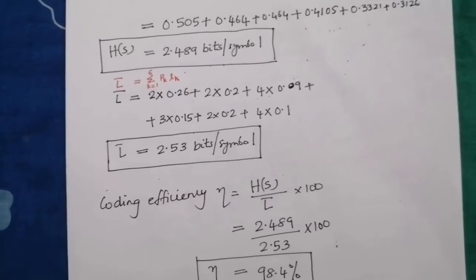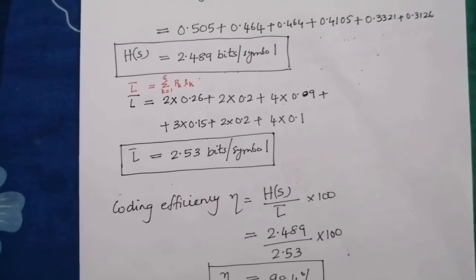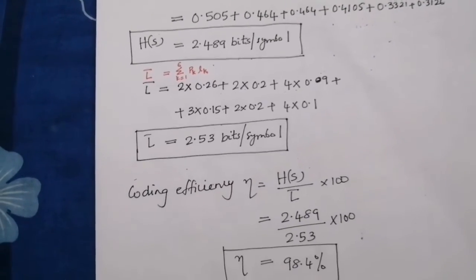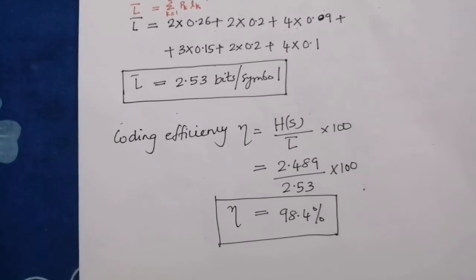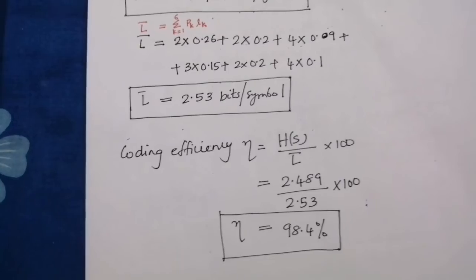Now, the coding efficiency is given by H of S by L bar, that is 2.48 divided by 2.53. So the efficiency is obtained as 98.4%.